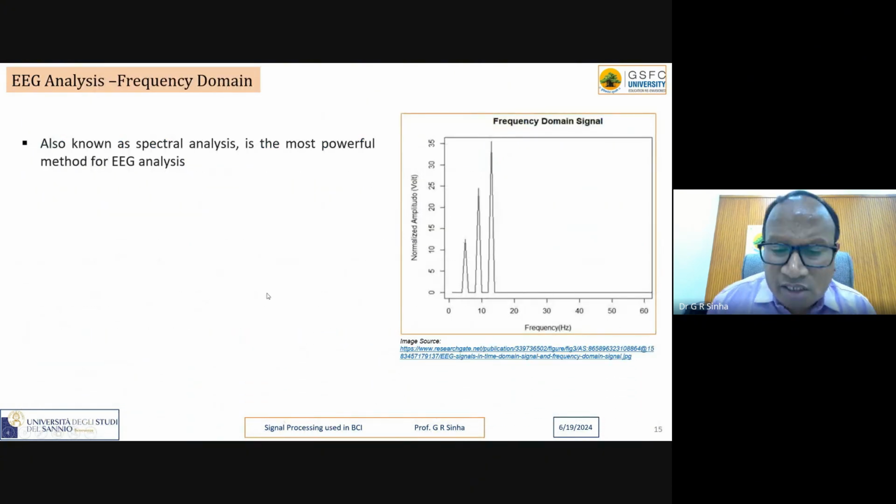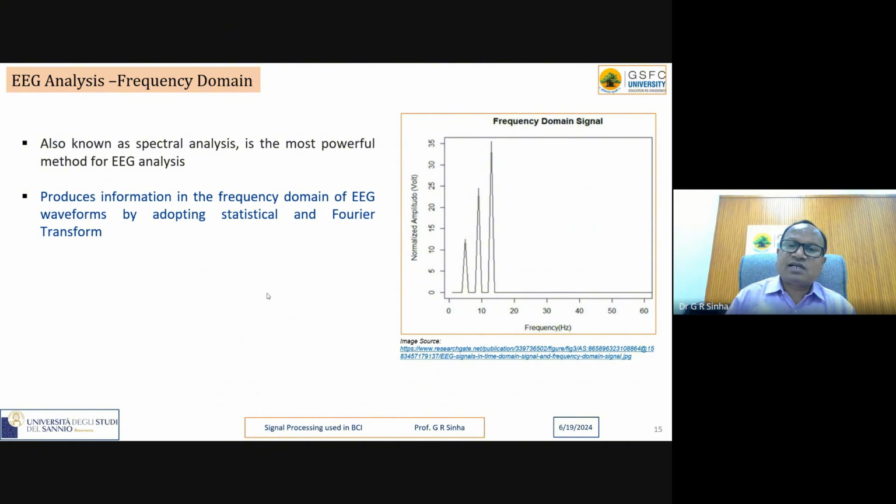Now, I was talking about different types of analysis of EEG signal, time domain analysis, frequency domain analysis. Time domain analysis means directly reading the EEG signal and doing analysis. So, we generally do not prefer time domain analysis. We always use frequency domain analysis in any signal processing because it's a spectral analysis. It gives frequency versus amplitude. At what frequency, what is the amplitude of the signal?